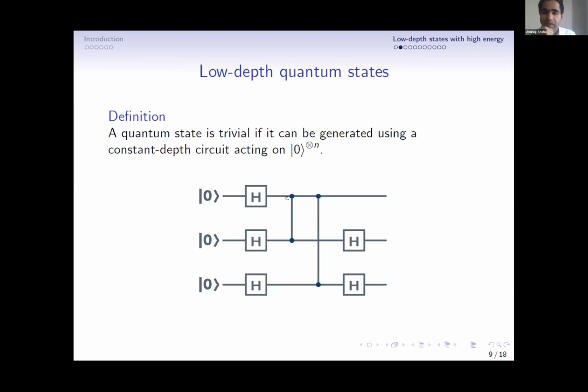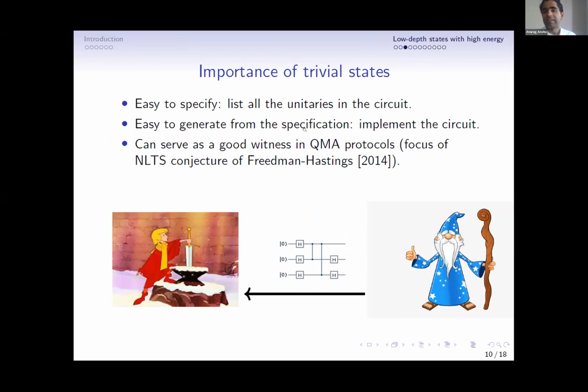At the same time, even if I'm applying more complicated unitaries to the circuit, even in that case, these states are easy to specify because I can tell you exactly what gate was applied at each time, and that pretty much specifies the whole circuit, and hence it specifies the whole state. And if the depth is a constant, then you don't need too many gates to specify. So you just list all the unitaries in the circuit. That's easy to specify. It's also easy to generate from a specification.